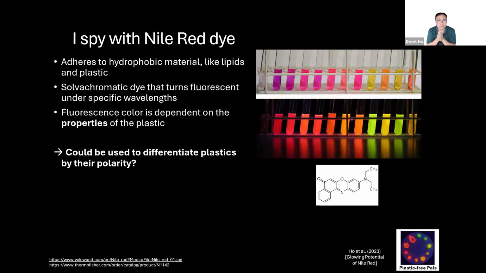So this is now the fun part, going to my bread and butter, which is Nile Red staining. Nile Red is a dye that binds to hydrophobic materials like lipids and plastics. Its solvatochromic properties allow it to turn fluorescent under specific wavelengths. And the fluorescence color is dependent on the properties of the plastics, which allows us to then use the physical and chemical dependent fluorescence response to differentiate the plastics.